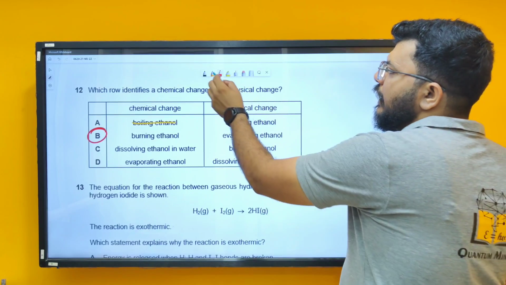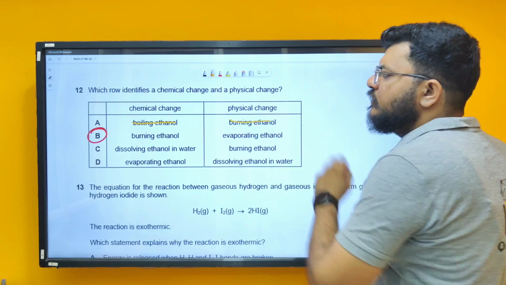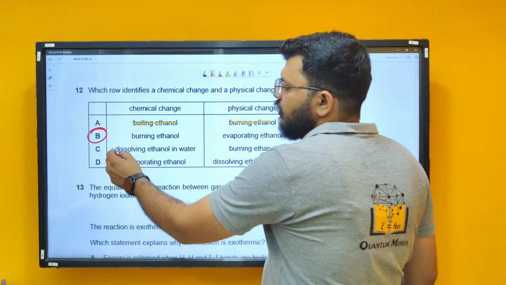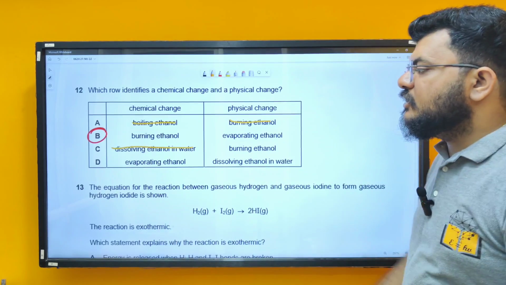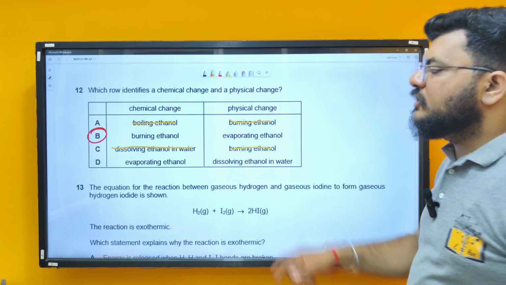But let's also have a look at other options. So burning ethanol is not a physical change, right? It's a chemical change. Dissolving ethanol in water is a physical change, not a chemical change. Burning ethanol, again a chemical change.